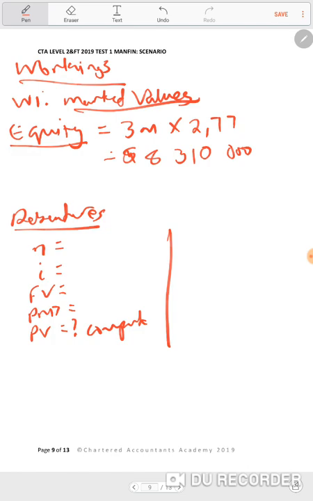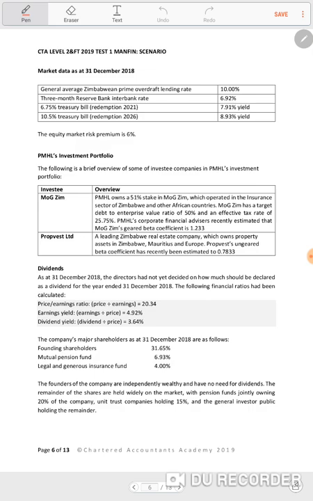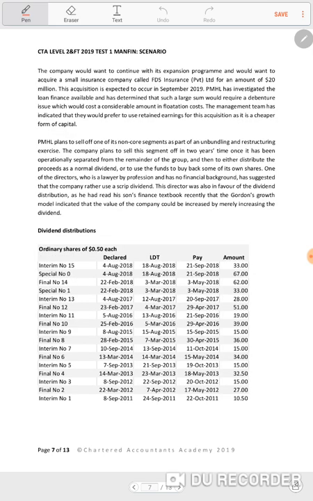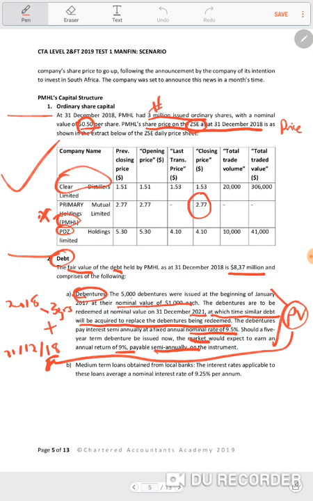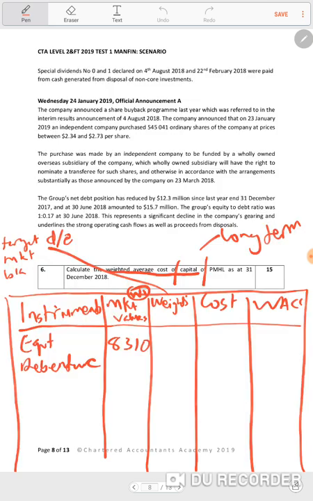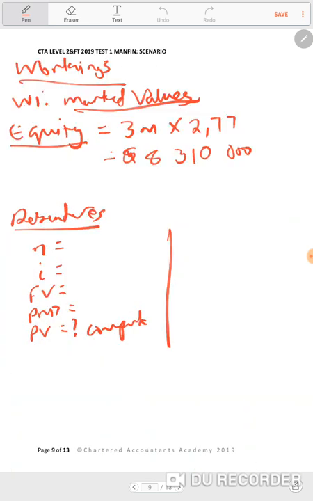So our debentures have 3 years, if I'm not mistaken. Where is that information? Our debentures are redeemable in 2021, which is 3 years, right? And they're being paid semi-annually. So you could use either formula, they could work for you. If you are using annually, our N is going to be 3.